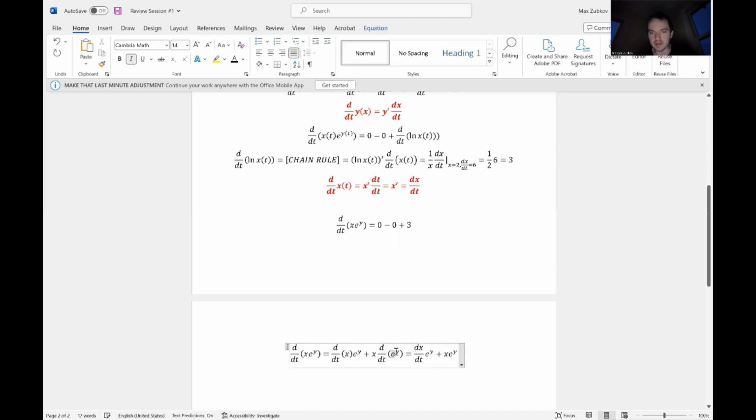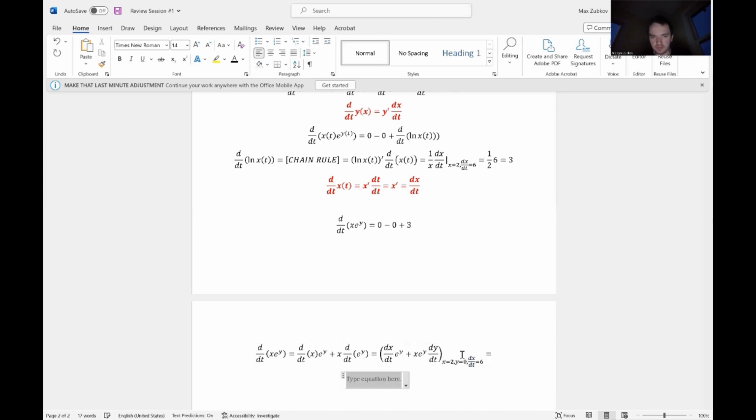But since e depends on y, that means my operator d over dt will become d y over dt. So that's it. This term on the left, before we plug in any values, is going to be equal to this. So right now I'm going to put parentheses around it, and I'm going to evaluate this expression when x is equal to 2, y is equal to 0, and dx over dt is equal to 6.